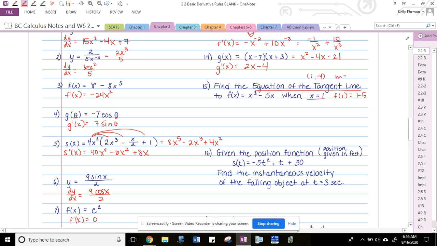Now I just need the slope. I get the slope by finding the derivative. f prime of x is equal to 3x squared minus 5. I need to find the tangent slope at x equals 1. So f prime of 1 equals 3 minus 5. So the equation for my tangent line in point slope form is y plus 4 equals negative 2, x minus 1.